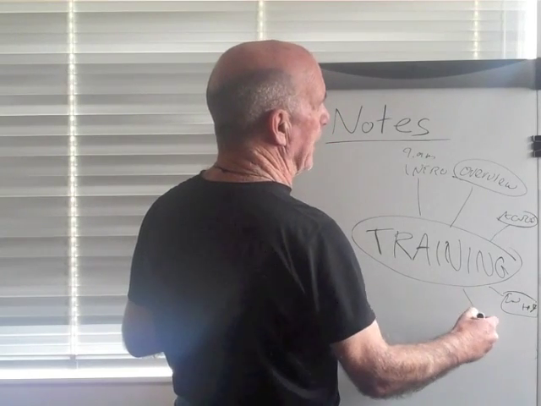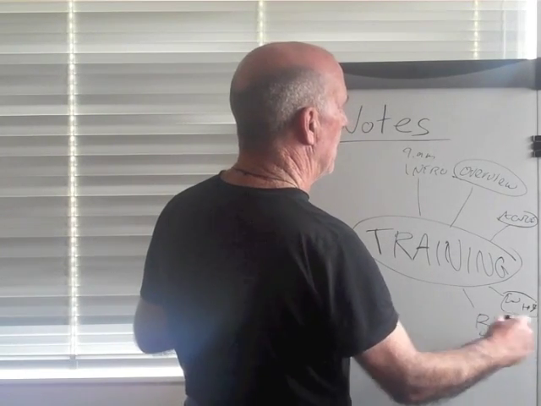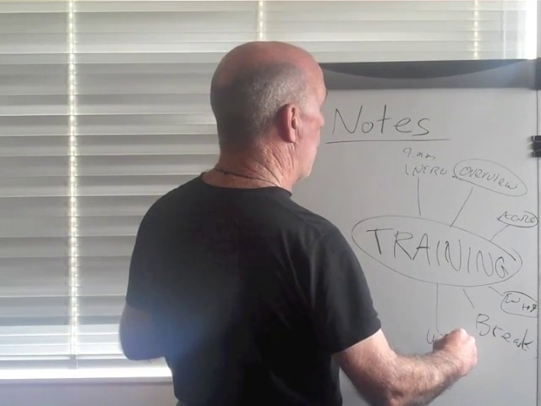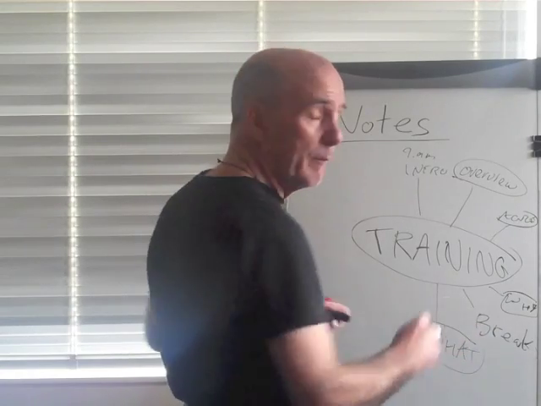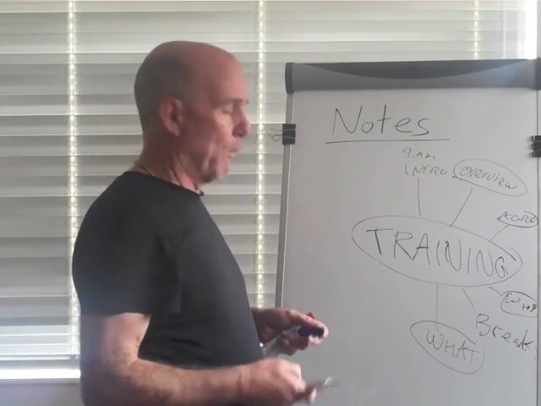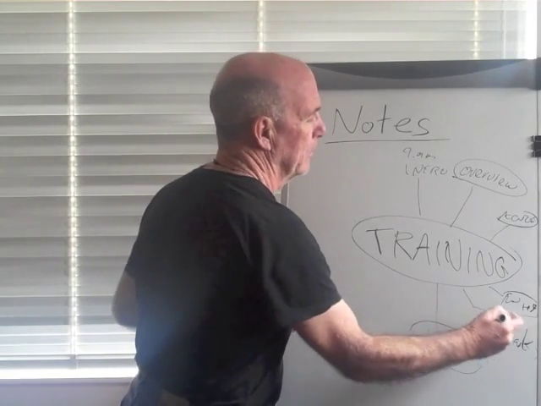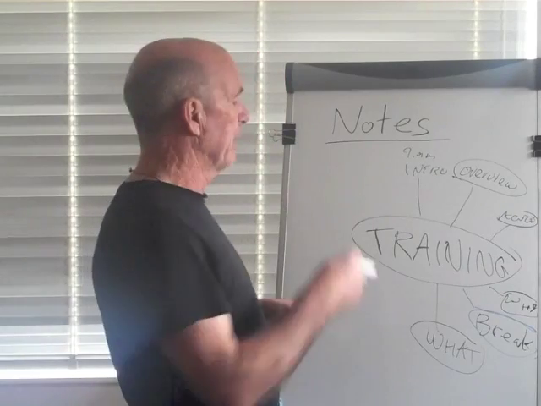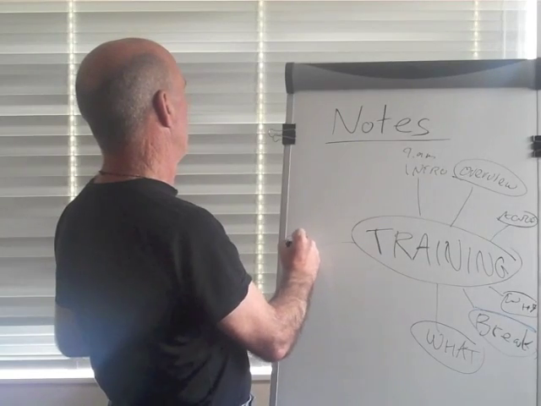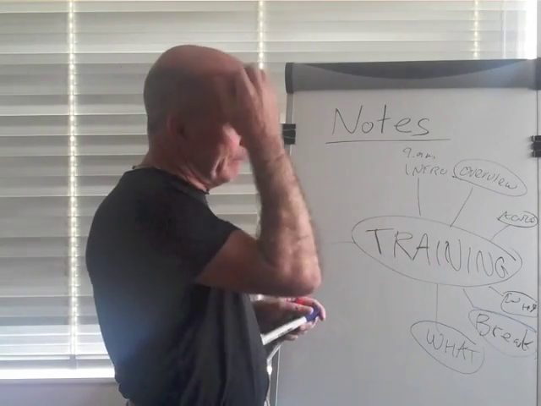And then maybe we have a break. We're going to have a coffee and a chat and relax, chill out. And then we come back to the what. What I'm going to teach you. So this is another way that you can use mind maps that's useful. And we could make all of the breaks blue. So someone could look, oh, we've got a break there, and we've got another one here at 3 o'clock.